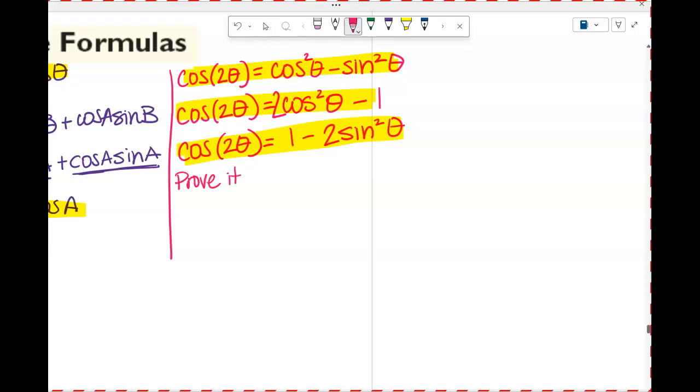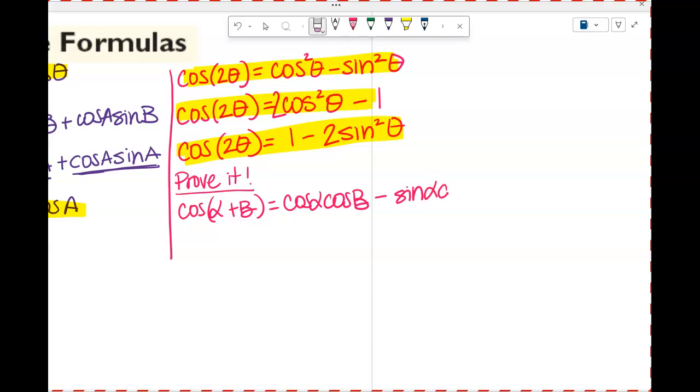Prove it. Very similar to sine, we will start with cosine. I'm going to say alpha plus beta. So the identity for cosine of alpha plus beta is cosine of alpha times cosine of beta minus sine of alpha, since I'm using alpha, let's keep it as alpha, times sine of beta. Sine of alpha times sine of beta.